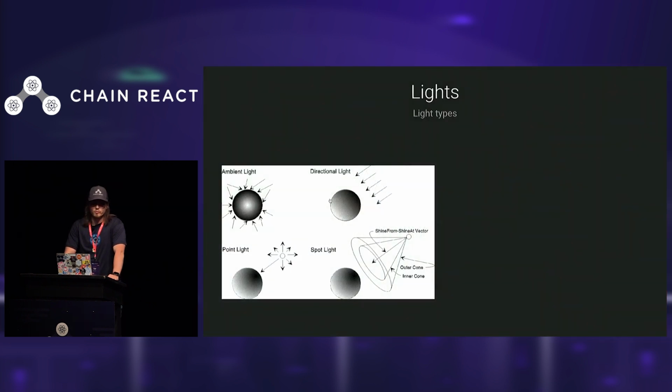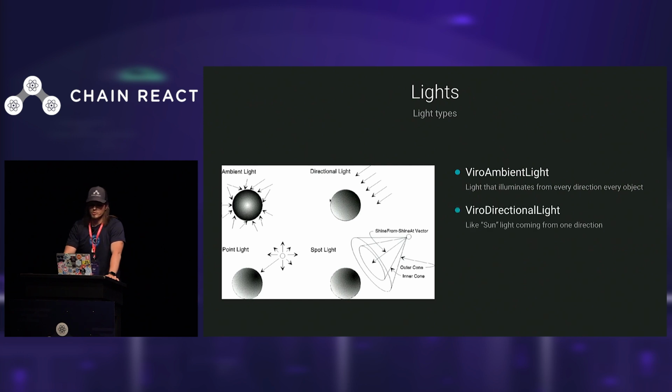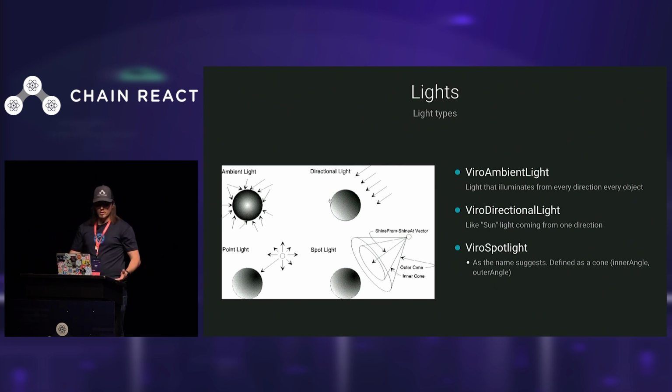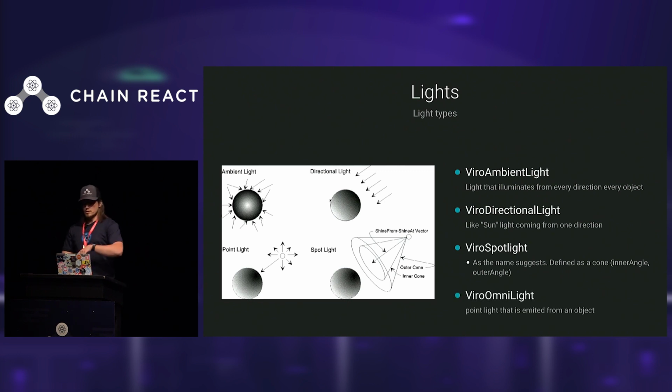There are 4 types of light. There is ambient light, basically a light that surrounds us. Directional light, you can say the sun is directional light. Point light, or omni light. For ambient, the component is ViroAmbientLight. For directional, it is ViroDirectionalLight. For spotlight, there is ViroSpotLight. And for point light, also called omni light, there is ViroOmniLight.